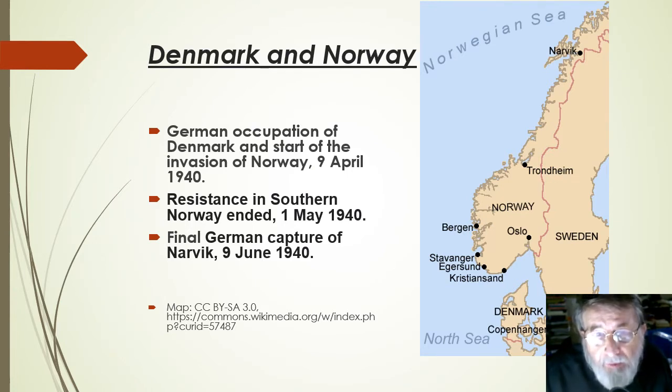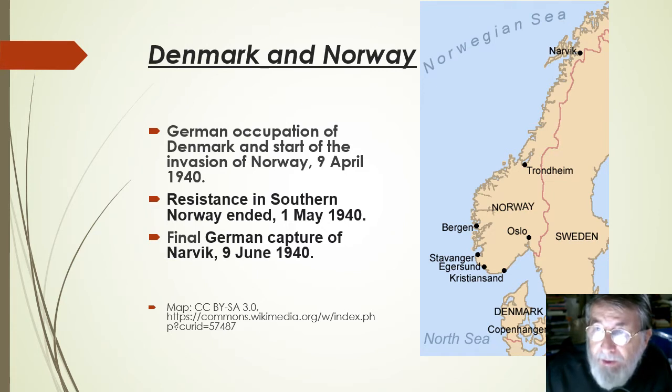In terms of the basic chronology, the German occupation of Denmark and the start of the invasion of Norway occurred on the 9th of April 1940. Resistance in southern Norway ended on the 1st of May, and the final capture by the Germans of the northern Norwegian port of Narvik was on the 9th of June.